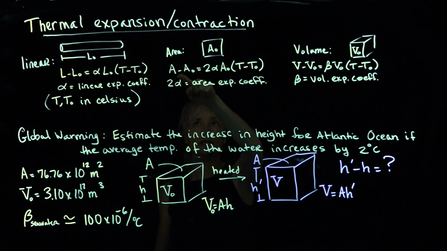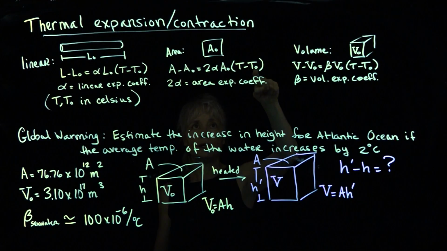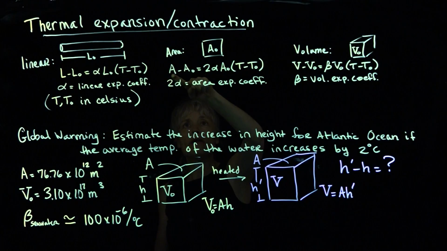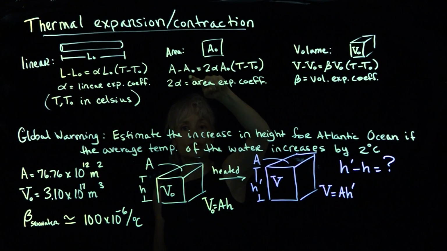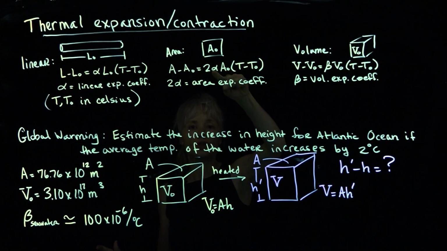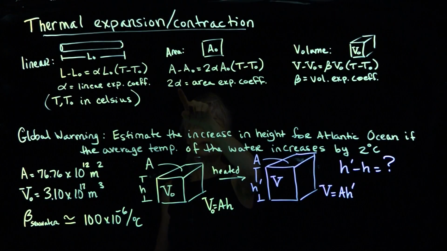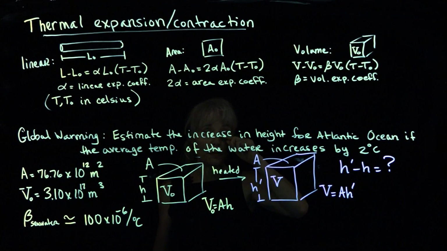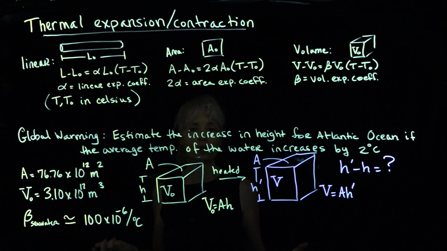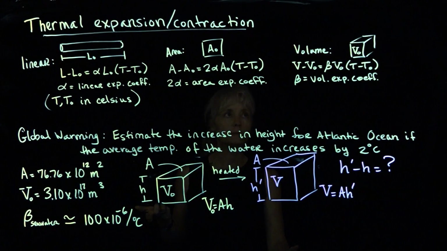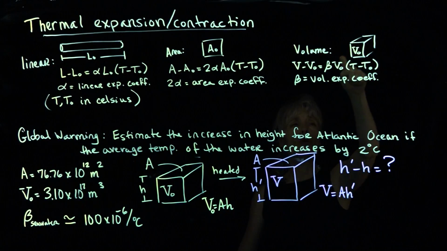Same type of formula governs the area expansion. So a new area A minus an old area A naught that is measured at some temperature T naught is going to be equal to 2 alpha, that's twice the linear expansion coefficient, times the old area A naught times the quantity T minus T naught, where again the area expansion coefficient 2 alpha is twice the linear expansion coefficient for most materials. And then volume expansion.